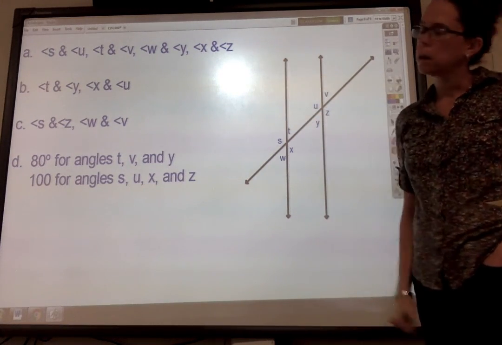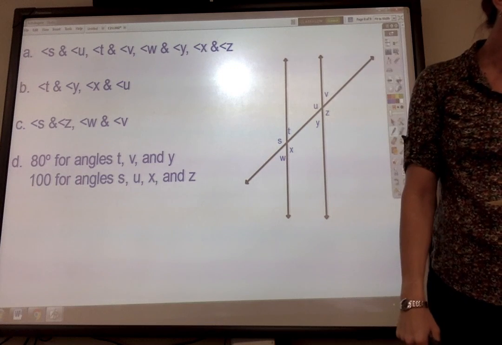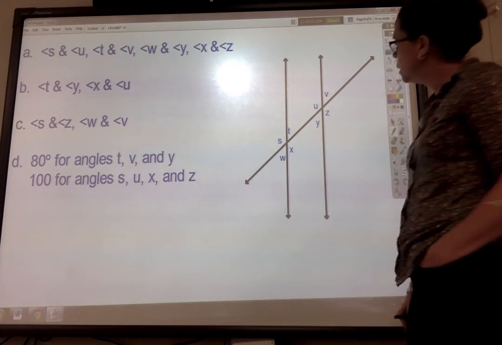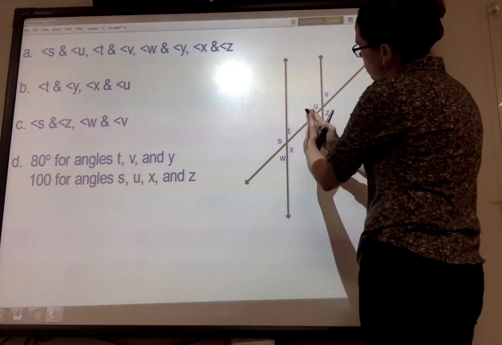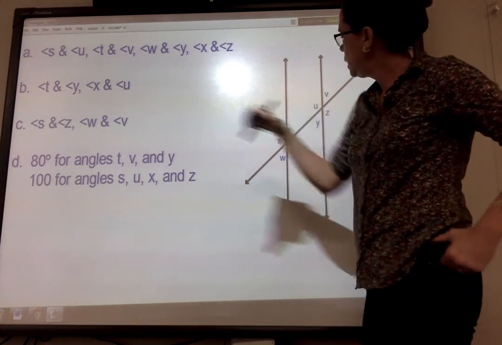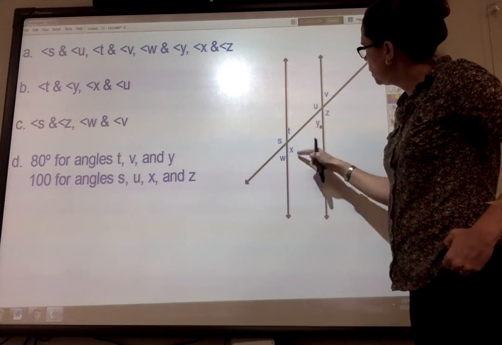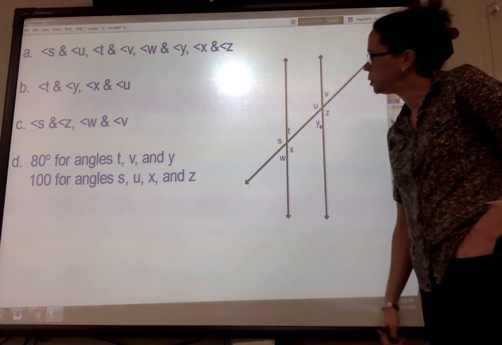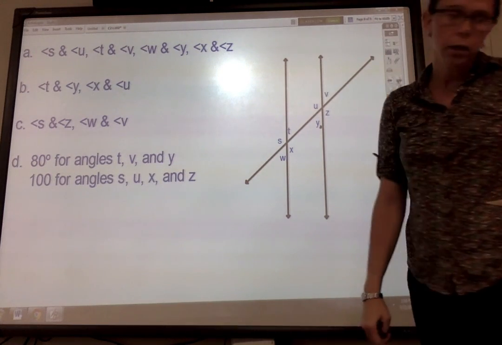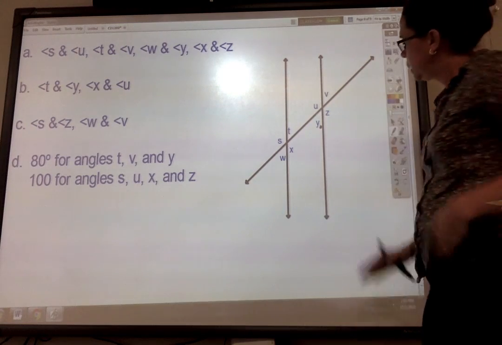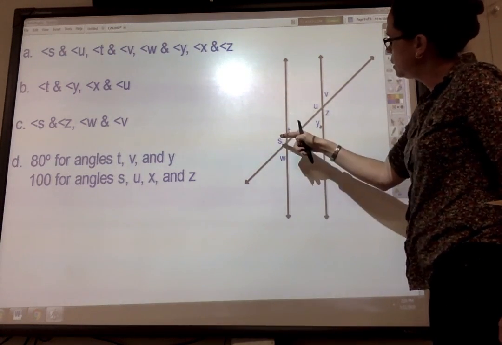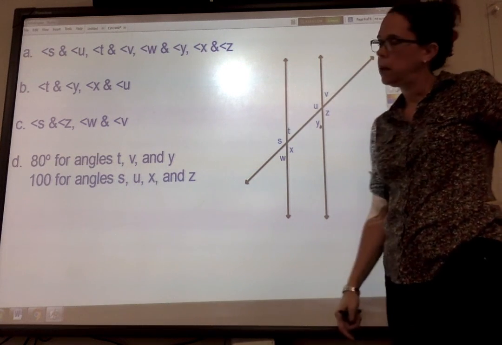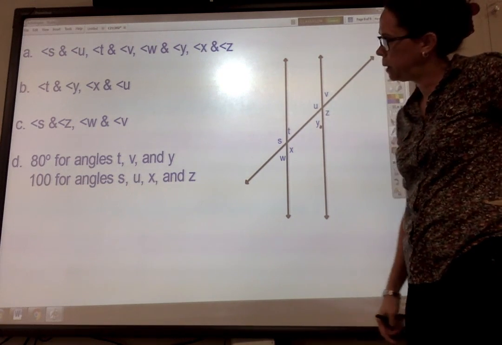B, 2 pairs of alternate interior angles. Our parallel lines are this way, so we have to go inside here. T and Y, U and X are alternate interior. C is alternate exterior, so we have to go outside of the parallel lines. You should have chosen Z and S, W and V as your alternate exterior angle pairs.